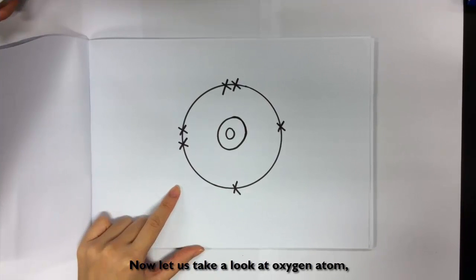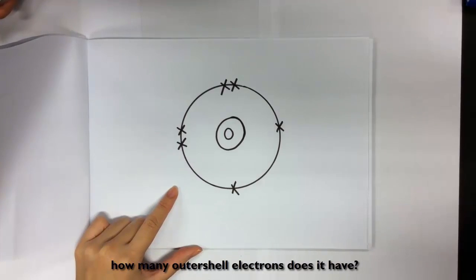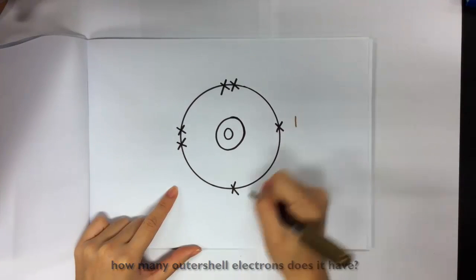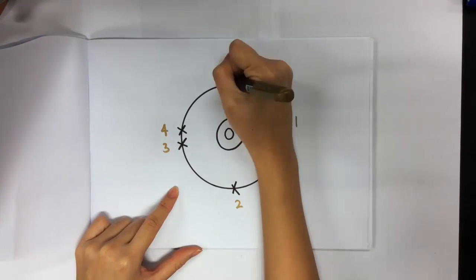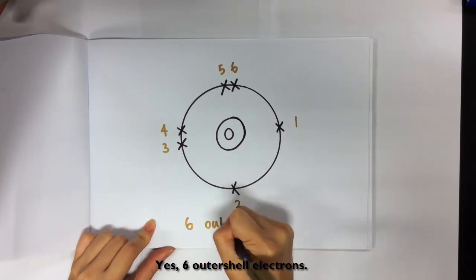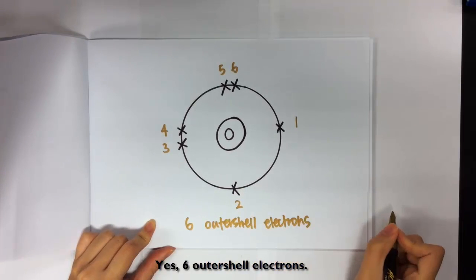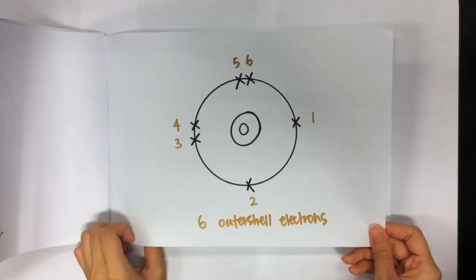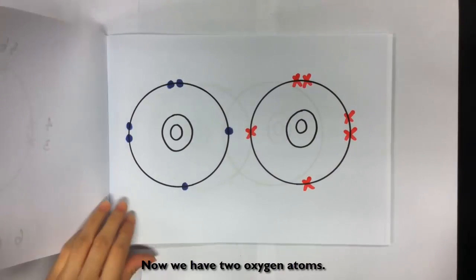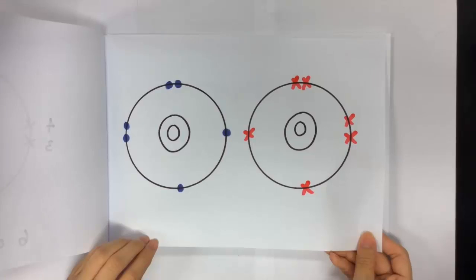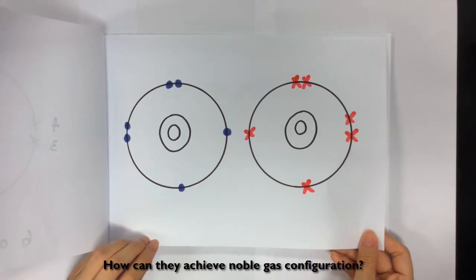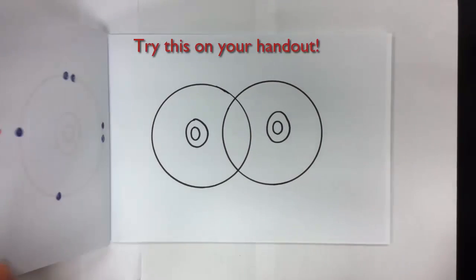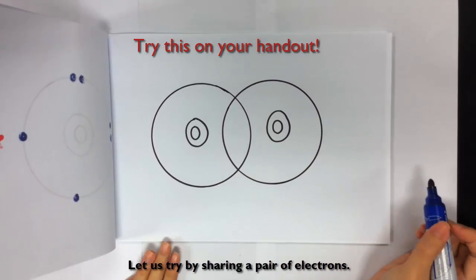Now, let us take a look at oxygen atom. How many outer shell electrons does it have? Yes, 6 outer shell electrons. How many electrons does it need to achieve the noble gas configuration? Now, we have 2 oxygen atoms. How can they achieve noble gas configuration? Let us try by sharing a pair of electrons.